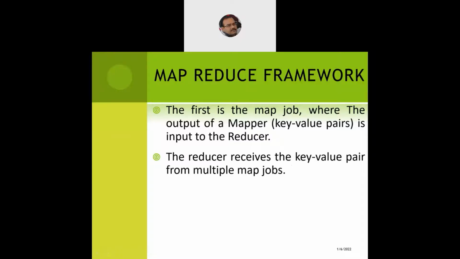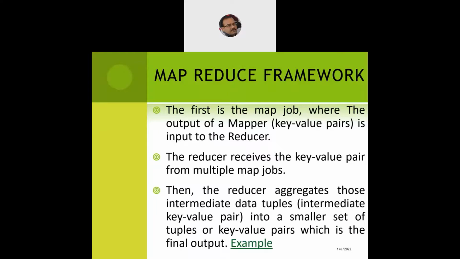And the reducer receives the key value from more than one mapper. So from multiple map jobs, the reducer receives, maybe hundreds and thousands. The reducer will receive the values and start processing the data which it is receiving from the multiple map tasks.